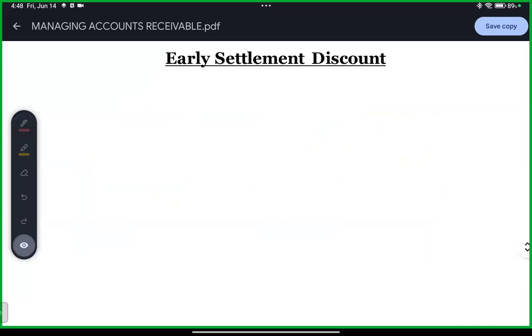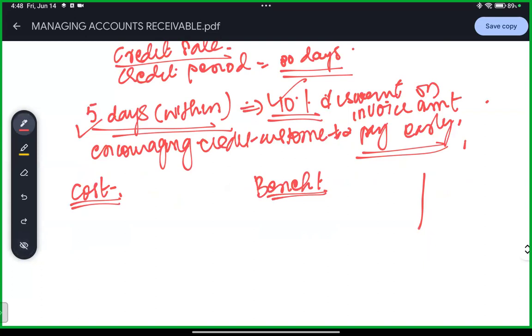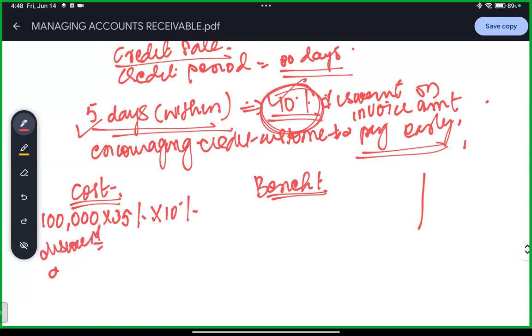Now just think about it. What is the cost that you will have to incur? Okay, the cost is the 10% of the revenue that you're sacrificing. So let's say out of your total sale of 100,000, 35% has opted for this particular discount. Then from that 35%, you're losing 10% of your revenue. So the discount allowed is the cost here, or the revenue lost is the cost here. I don't know the amount, that is the cost here. Okay, so you have a cost.